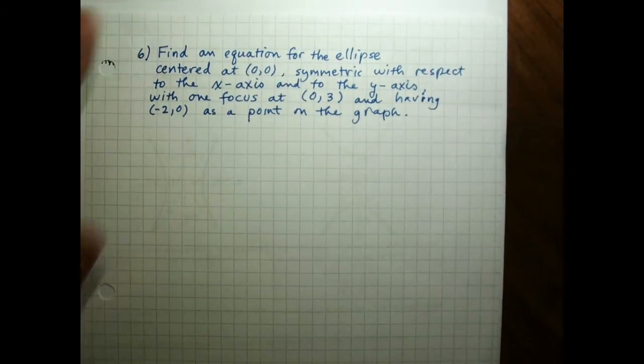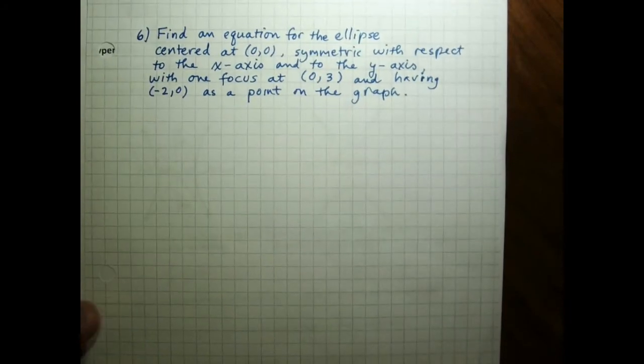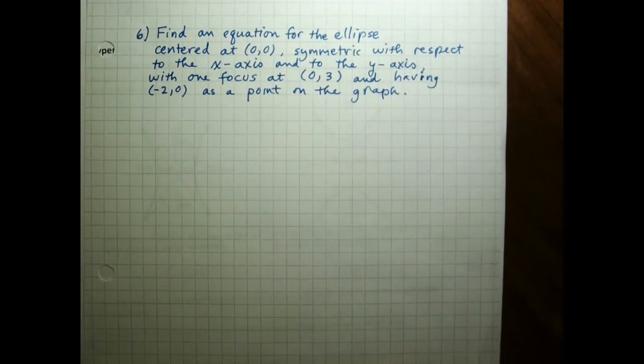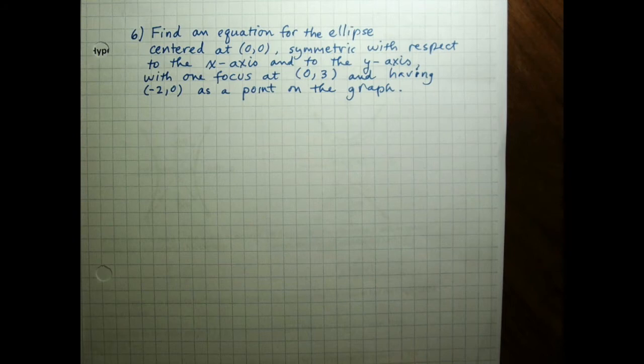Okay, we have one more problem on ellipses to work on, our number 6. Find an equation for the ellipse centered at 0, 0, symmetric with respect to the x-axis and the y-axis, with one focus at 0, 3, and having negative 2, 0 as a point on the graph.